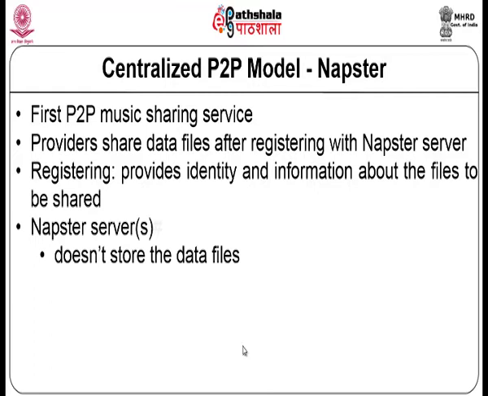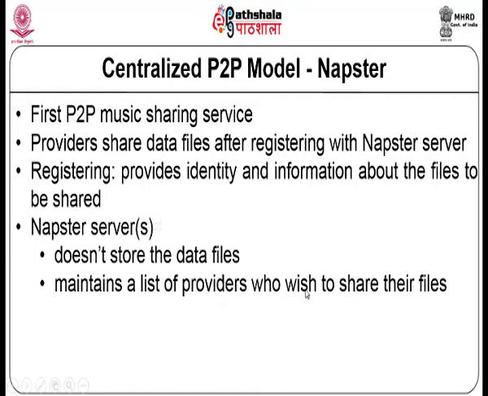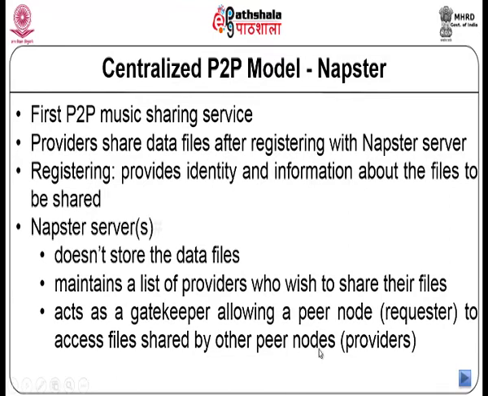Then we would convert a P2P to a client server, but P2P is maintained by Napster in the sense that data will continue to be with the peers, only the information about the data, which peer contains what data, is stored in the server. So, it does not store any data file. It maintains a list of providers who have some files to be shared, and it acts as a gatekeeper, allowing a peer node to access another peer node, which is a provider. So, to discover the data, the servers are useful.